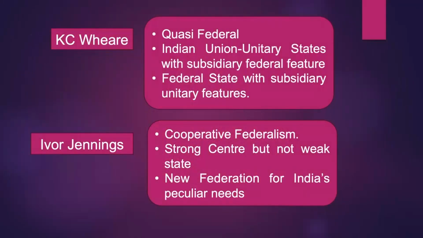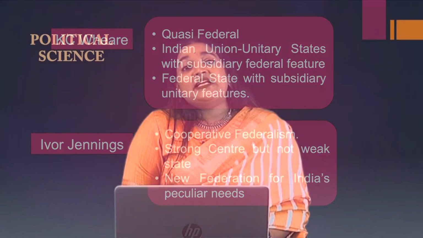For this, eminent professors and jurists like K.C. Wheare said that the Indian Union or the Union of States has subsidiary federal features. What do we understand by subsidiary federal features? That there is a central government, there is a state government, but when it comes to conflict between both of them, the center will prevail. So here we are not showing that the state is weak in any form, but we are showing that the center is strong. A strong center gives a hint of subsidiary federal nature, a federal state with a little bit of unitary features.